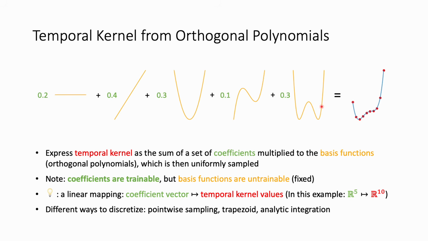What is shown here is actually a very trivial sampling as well. It's just point-wise sampling. But in practice, you may want to have trapezoid sampling and also analytical integration to have finer control of the continuous integration.